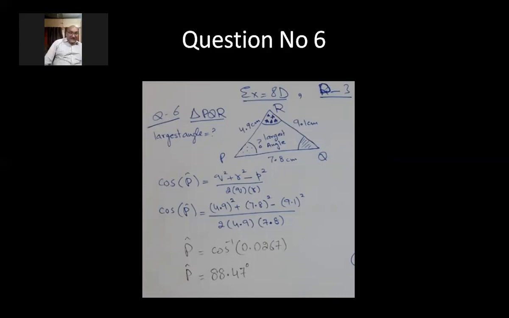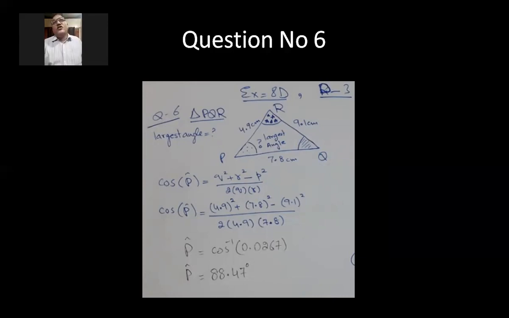So I can find this angle. This is angle P. If you want to find it, the formula will become: cos P is equal to (Q square plus R square minus P square), the whole thing divided by 2 into Q into R. So just substitute the values of Q, R, and P.